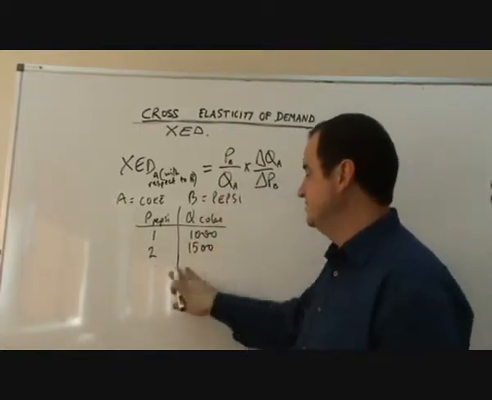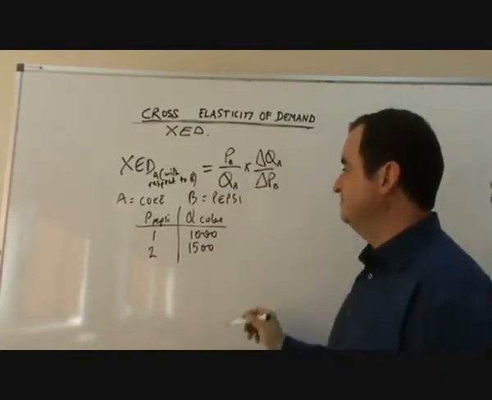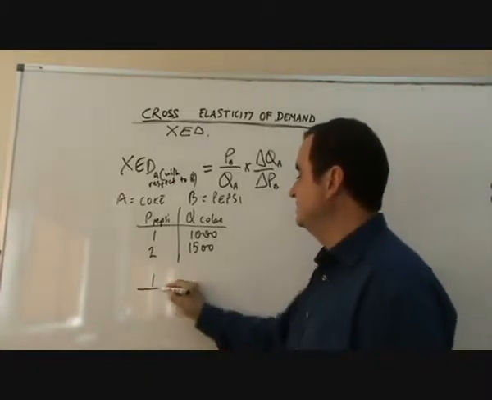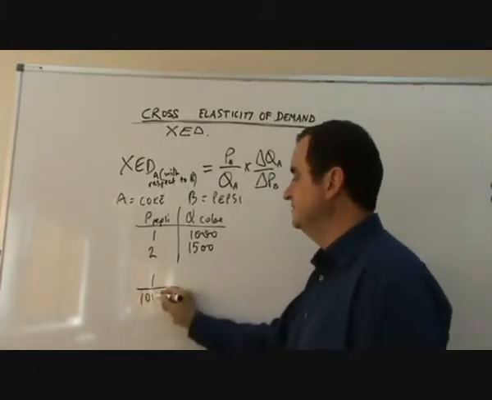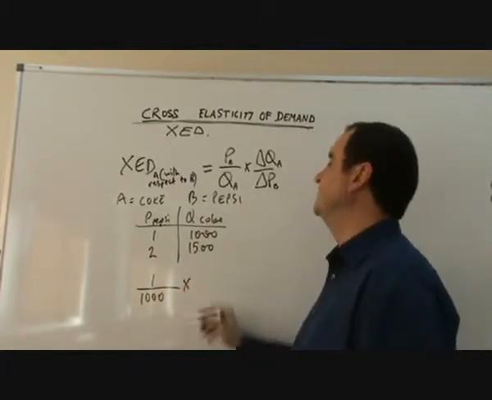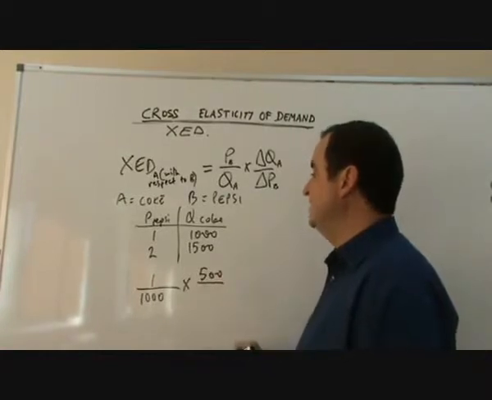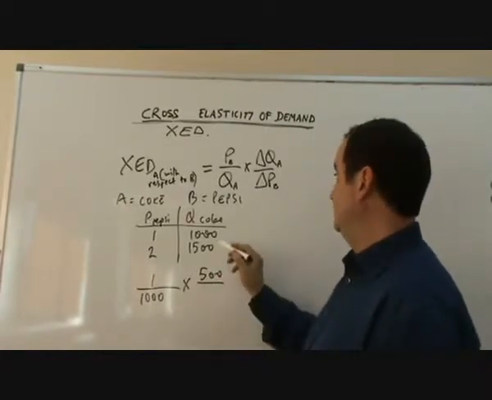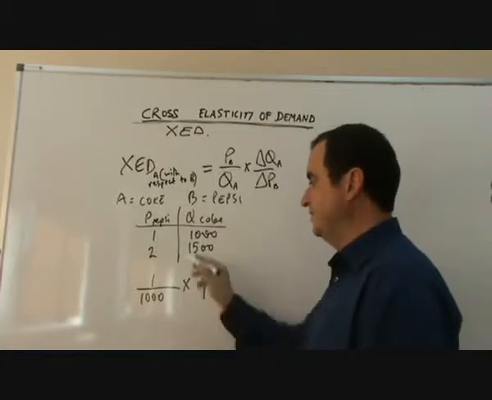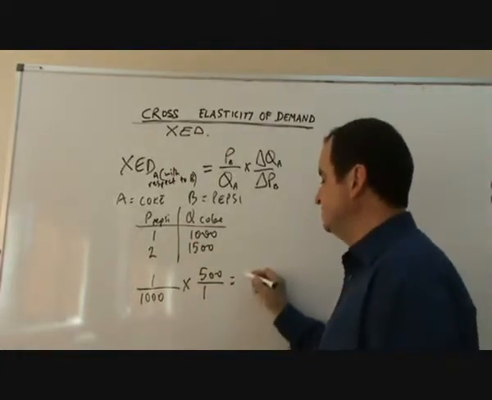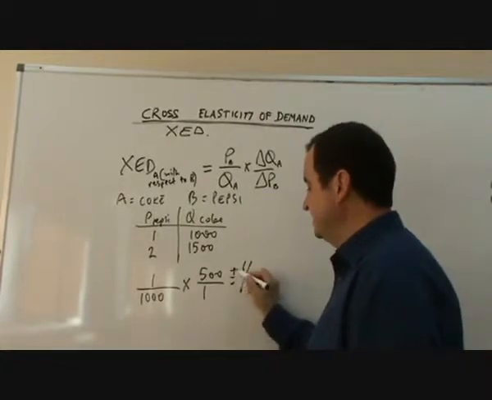Let's put that into our equation. And we have the price of B. So the price of Pepsi was originally 1, and the quantity of Coke being bought was originally 1,000, times change in quantity, 500, divided by change in the price, which is 1. It went up by 1. And if you work that out, it's 500 over 1,000. It comes out to a half. And it's plus a half.